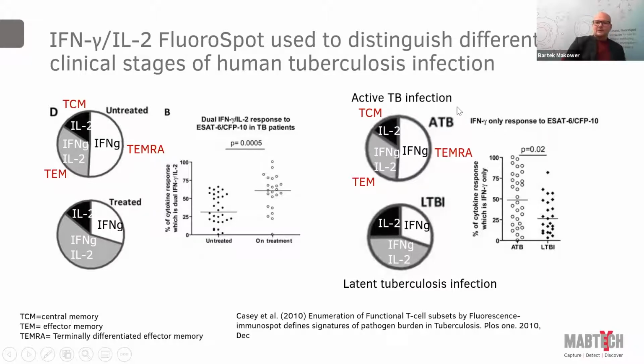While for active TB compared to latent TB, you can look at the interferon gamma only response to a certain peptide pool, and that is significantly different between active and latent tuberculosis. But you cannot look at interferon gamma only using interferon gamma ELISpot, because then you would capture both this population and this one, since both make interferon gamma. Here you can distinguish them, because that one makes interferon gamma plus IL-2, while that one makes interferon gamma alone.